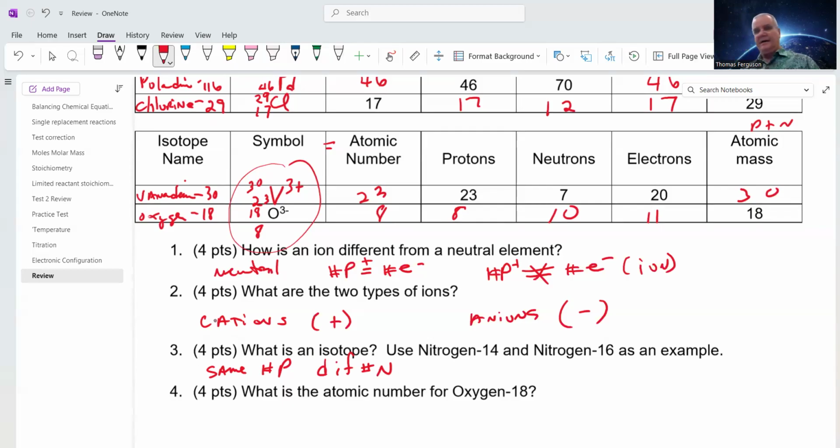So nitrogen has 7 protons. 7 plus what is 14? So that's 7 protons, 7 neutrons. And 7 protons, 9 neutrons. So again, the number of neutrons differs, while the number of protons stays the same. Protons remain the same, neutrons are different.